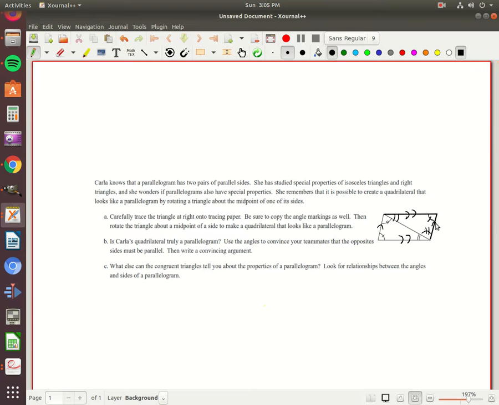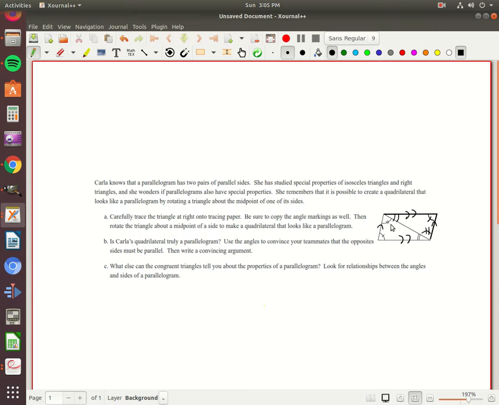So I would argue that indeed we do have congruent triangles. I'm sorry, a parallelogram, my mistake. I'm kind of jumping ahead a little bit. So it says, what else can congruent triangles tell you about the properties of parallelograms? Look for relationships between the angles and sides of a parallelogram.